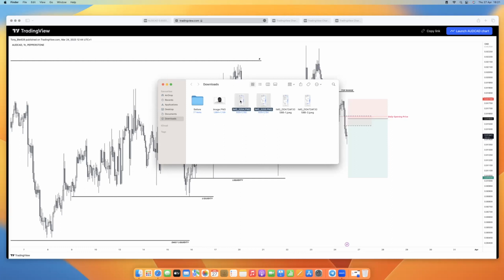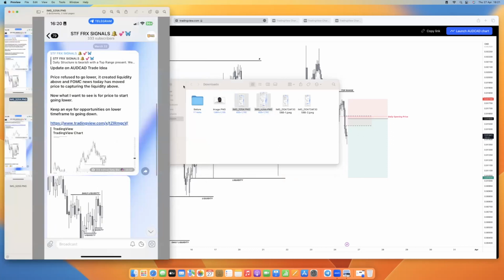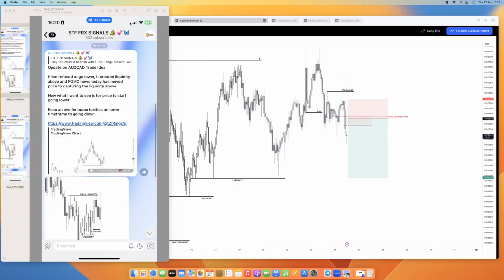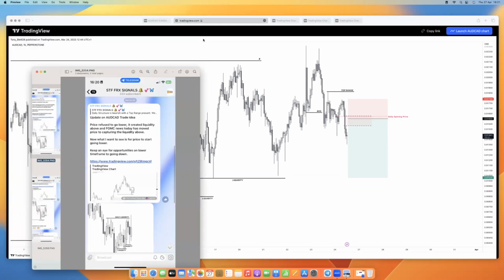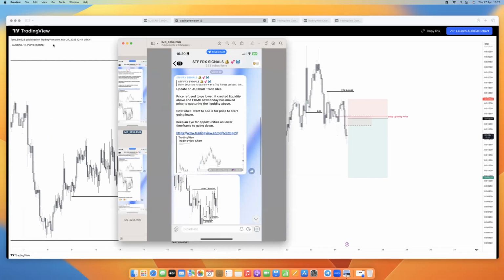I'm going to open up this tool. Right. So on March 22nd, remember this trade is on March 24th. So on March 22nd, I was like, update on AUD card trade ideas. Because I saw it and I was like, okay, now they've captured equal highs. The trade is looking good to sell now, right? Because initially we wanted to sell, right?